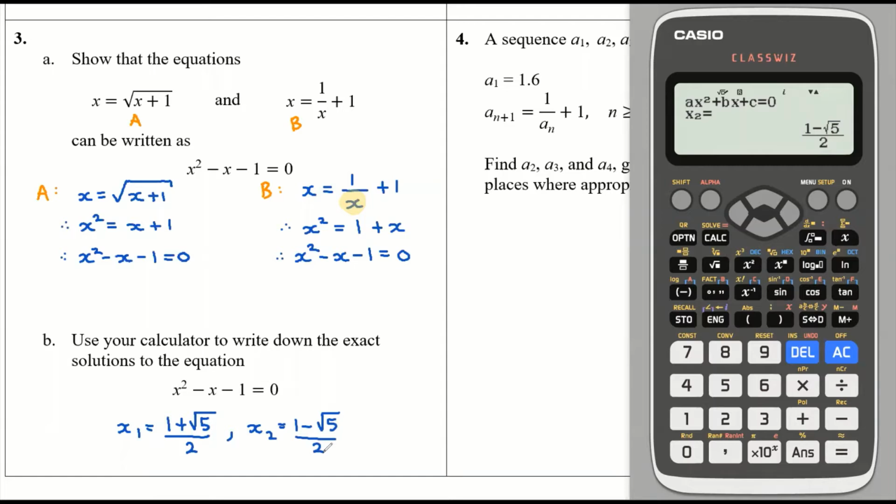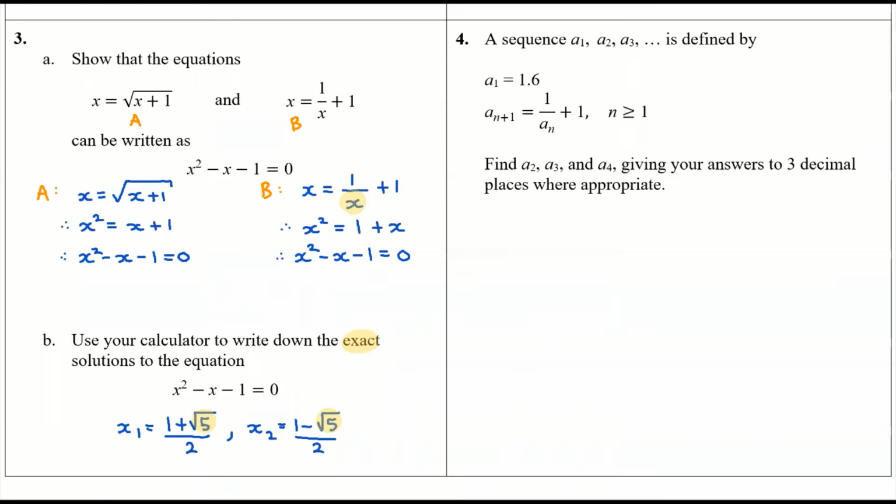Okay, so those are the exact solutions. When it says exact as well, just so you're aware, it means leave it in surd form, okay? What you don't want to be doing is pressing the equals button or the SD button and converting it into a decimal. That's not what's required. The exact value should be, if it's an irrational number, it should have surds in it.